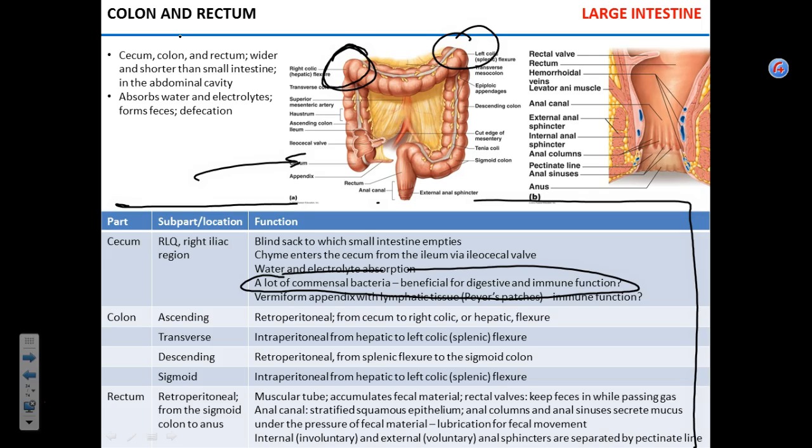Now the right one is also called the hepatic flexure because it's on the right. Look at this. I mean, this lady over there lost her liver, but you can see the hepatic flexure. Hepatic flexure. And the left is the splenic flexure, because it's closer to the spleen. That makes sense?